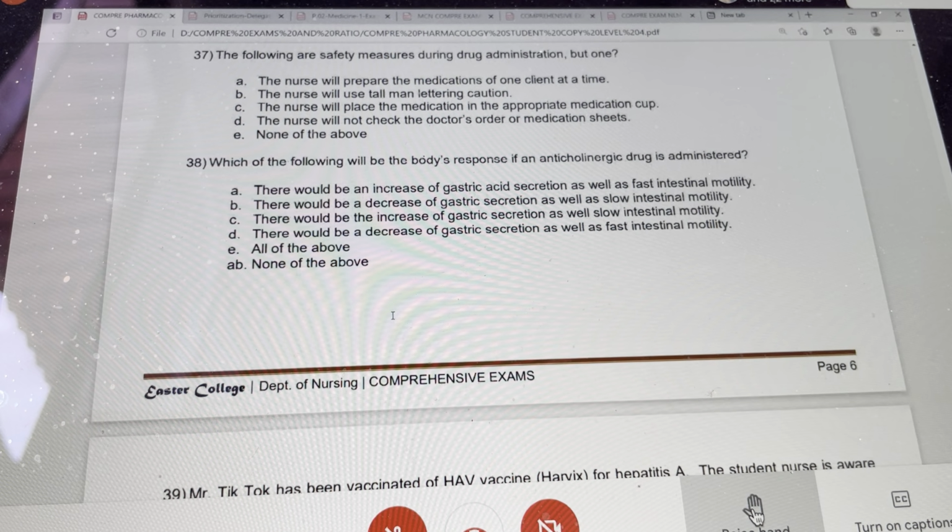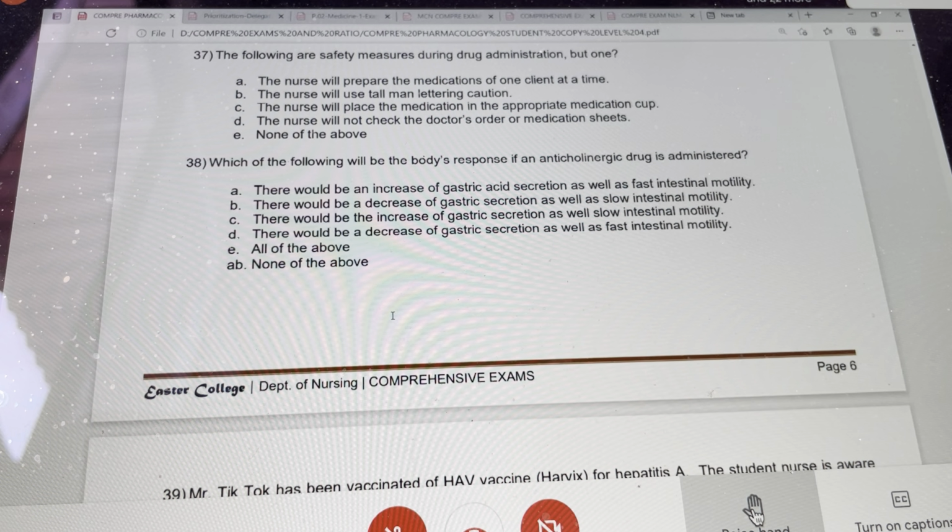The following are safety measures during drug administration, but one. All of those are safety measures except for one, and that is letter D. Very good. The nurse will not check the doctor's order or medication sheets. All the choices A, B, and C are a must when you are administering the medication. Even if your hospital exposure is very minimal, please do not forget the different R's in drug administration. So of course, you have to check the doctor's order, including the dosage, before you administer.